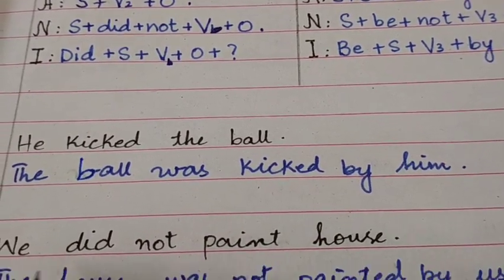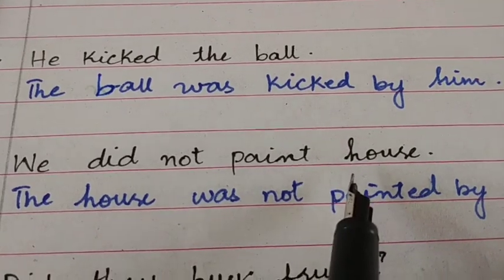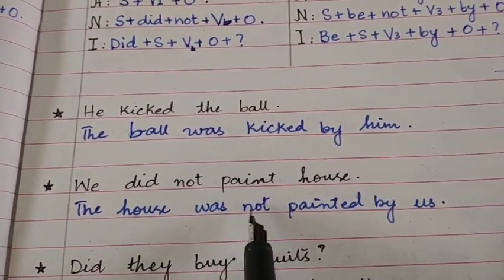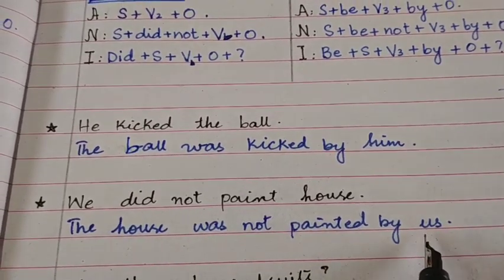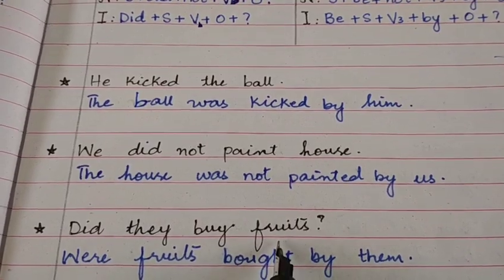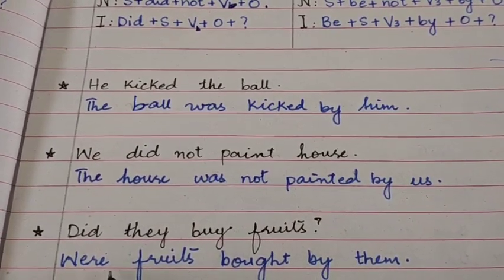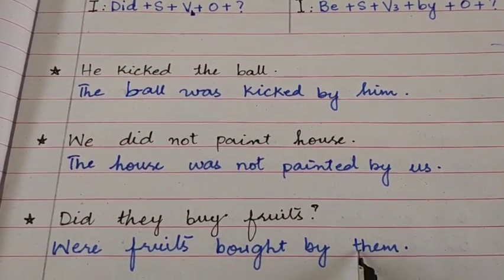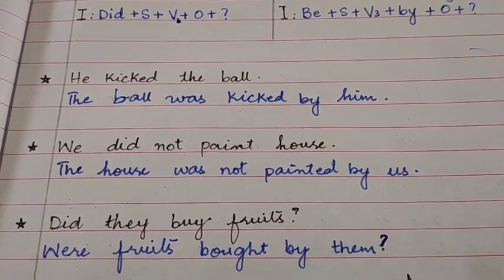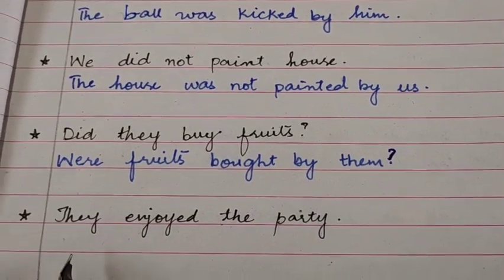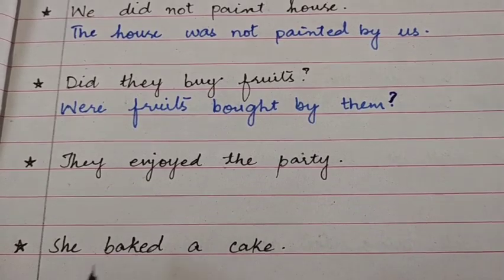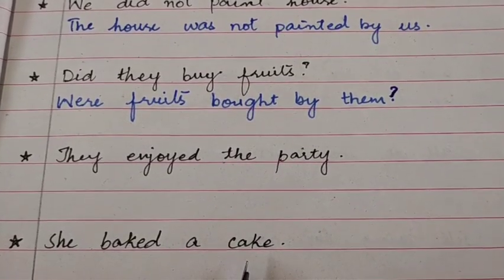The next one is we did not paint the house. The house is the new subject: the house was not painted by us. The third one is did they buy fruits? Were fruits bought by them? Alright, question mark. Then you have to do these two yourselves. They enjoyed the party. She baked a cake.